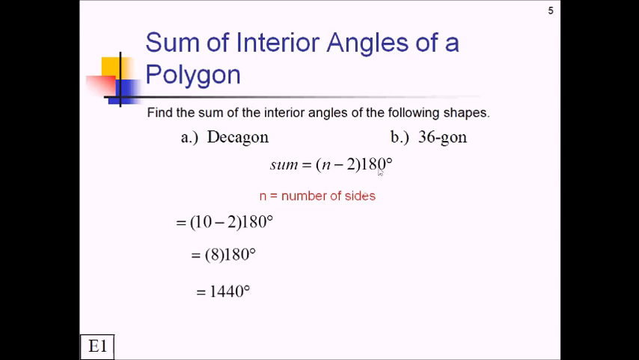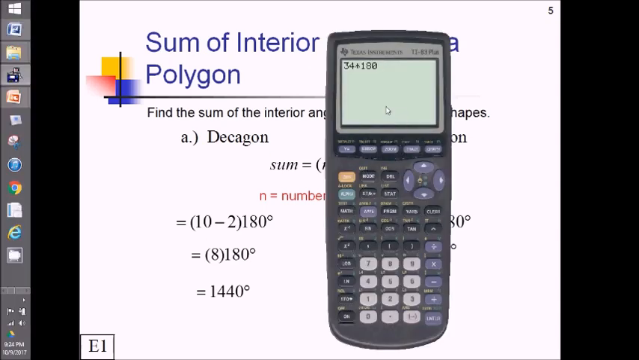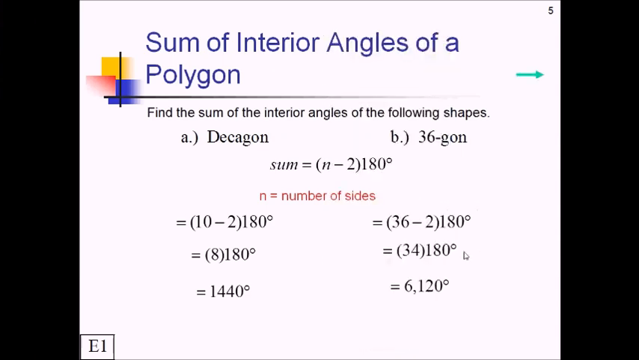Pause the video and try out the 36-gon. All right, all you had to do here was plug 36 in for n in the formula. So we had 36 minus 2, or 34, times 180, and use the calculator. So 34 times 180 gives us 6,120 degrees.